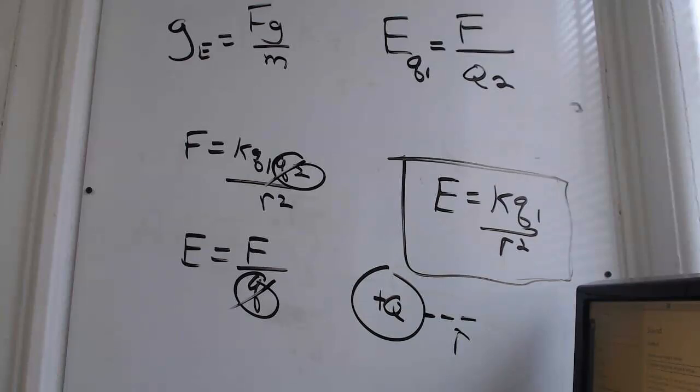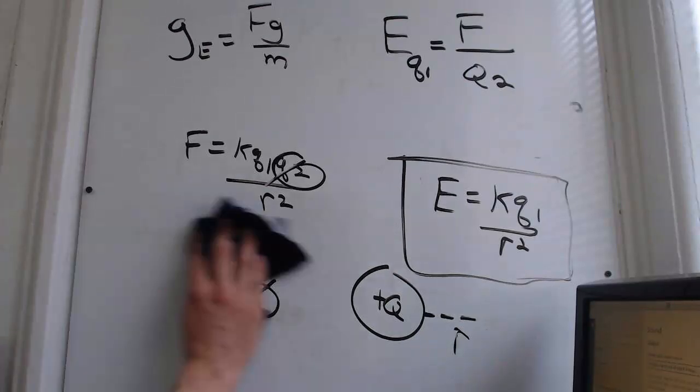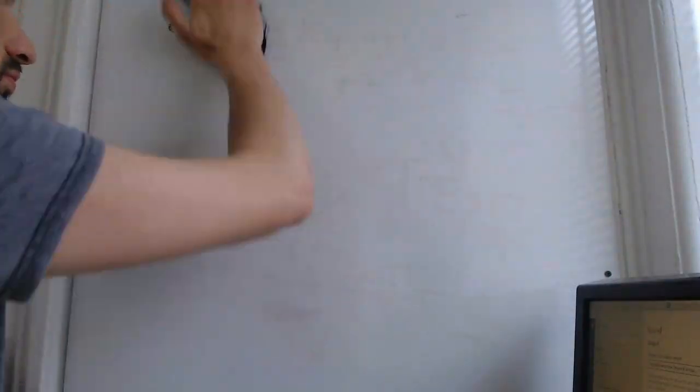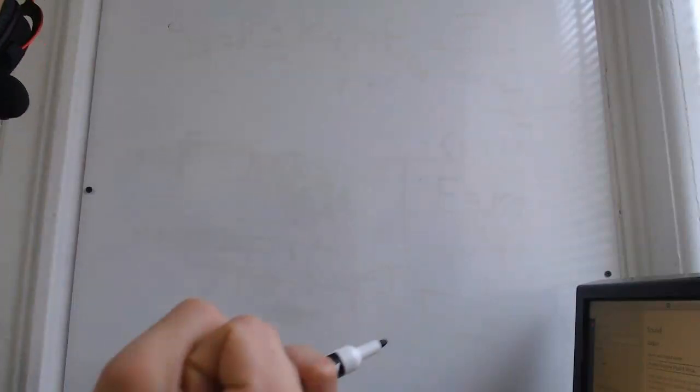Okay, so we just talked about how to find field strength. And now let's talk a little bit about what exactly field strength is and how it relates to work and voltage, okay? So the field strength is literally how strong of a force there is for every coulomb of charge.